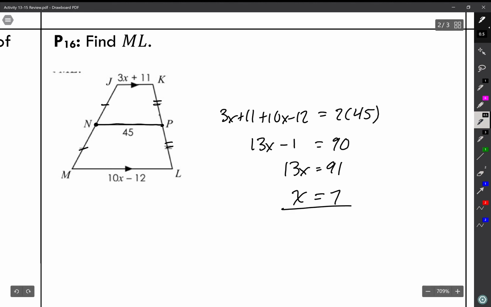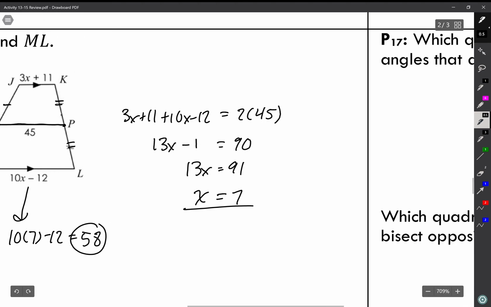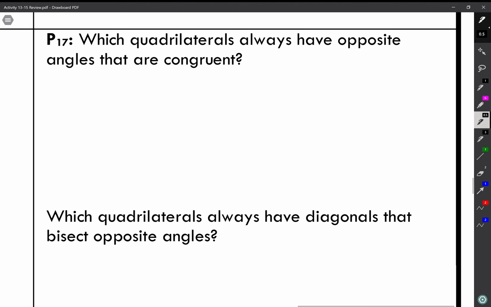Okay, find ML, plug in 7. 10 times 7 minus 12, 70 minus 12 is just 58. That's that. Alright, let's look at some of these property questions. You need to know your properties because I'm going to ask you questions like these, not necessarily these in particular, but questions that make you think about the properties of quadrilaterals.